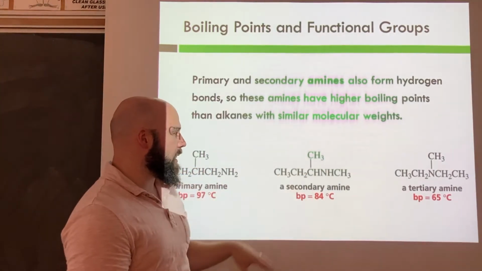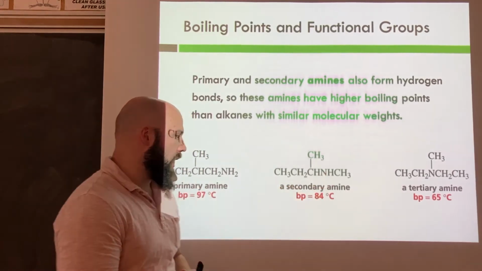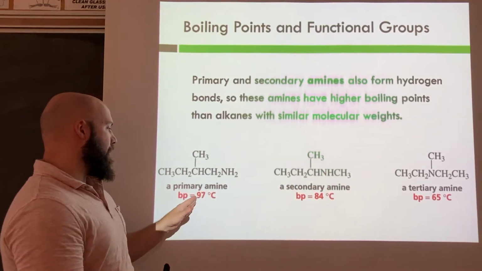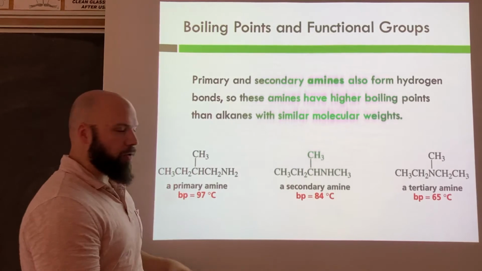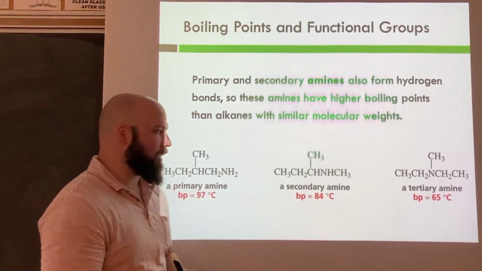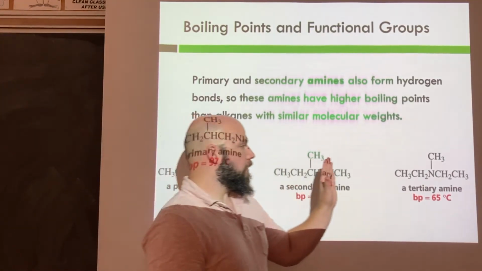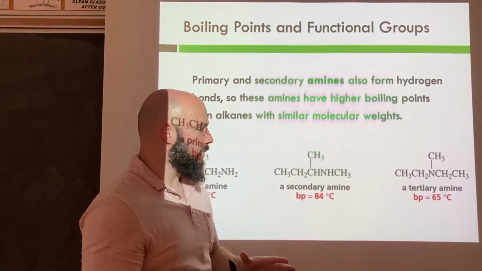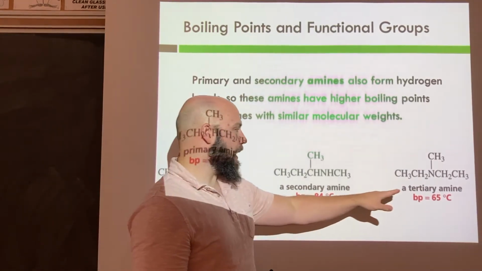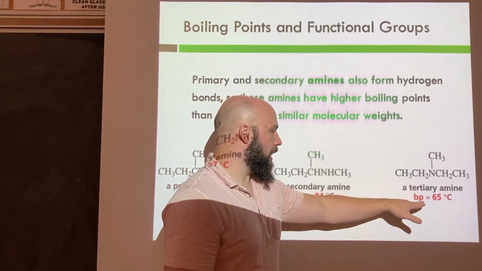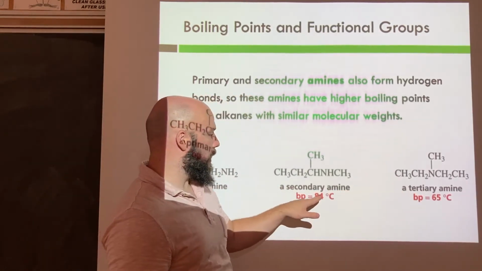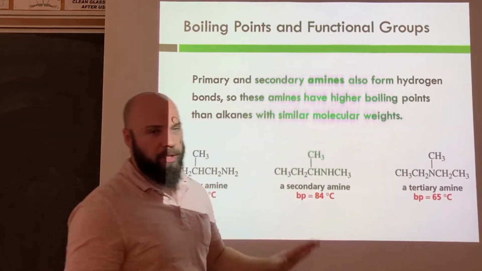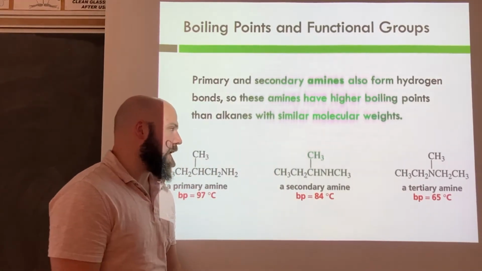You move it to be secondary, there's only one nitrogen-hydrogen bond, and this drops from 97 to 84, so it drops a whole 13 degrees Celsius. If you make it tertiary, you no longer have hydrogen bonding that can occur, and this tertiary amine would drop from 84 to 65, a much bigger drop than in the primary amine.